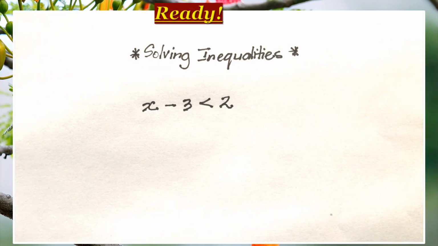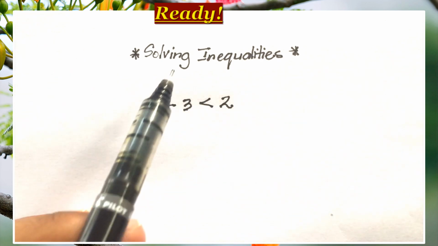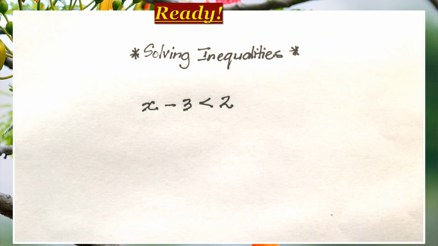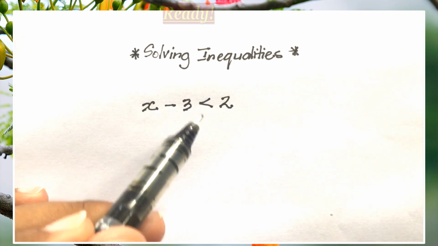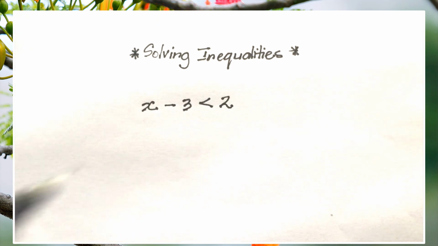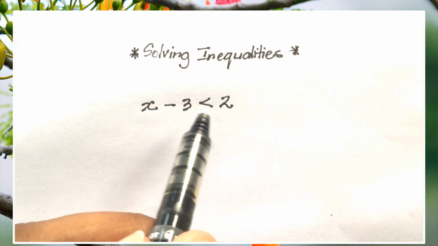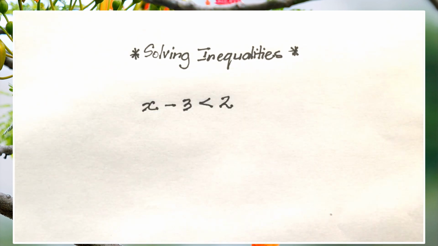Come on in, and this time we're going to be looking at solving inequalities. And we have x minus 3 is less than 2, or in other words 2 is greater than x minus 3. Great. And we're trying to solve for the value or possible values of x. So how are we going to get this done?